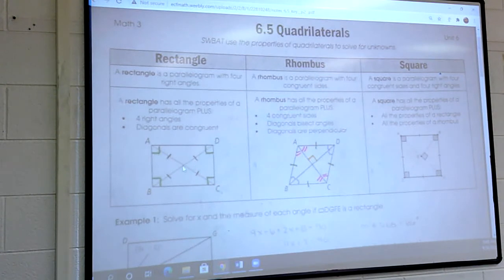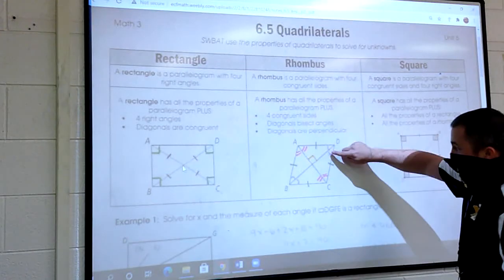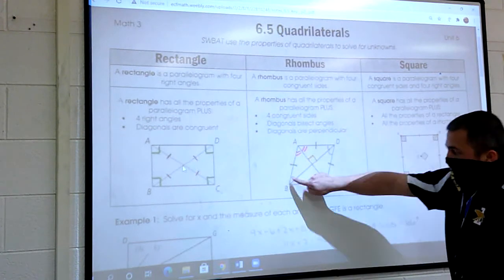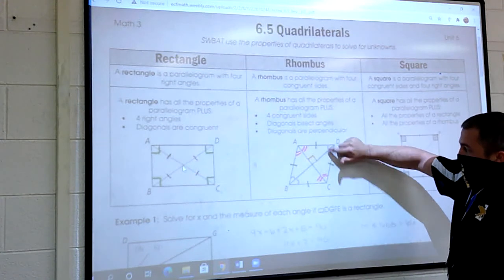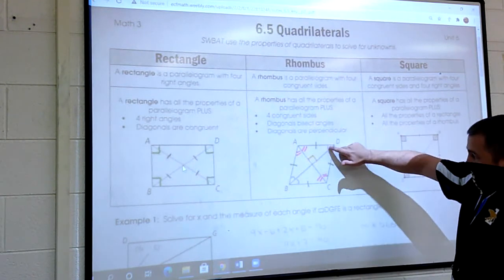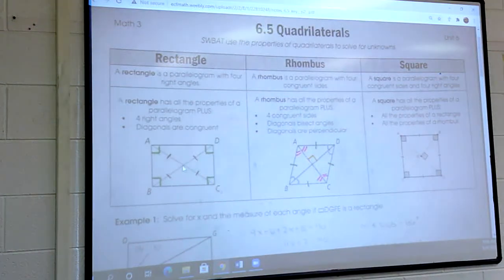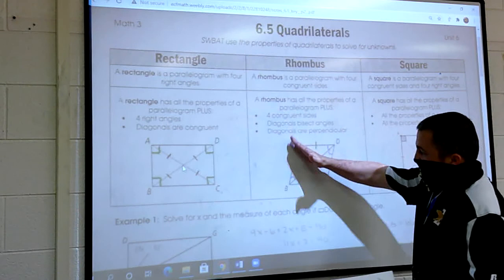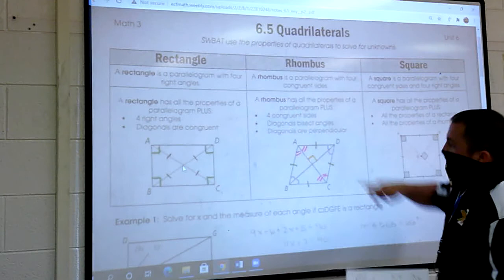It also has diagonals that bisect the angles. Bisecting the angles means that the diagonals cut these angles in half. So basically right here and right here, cuts them in half. The diagonals bisect the angles. Split it in half. So if you knew this half, you would know this half. And then the diagonals are perpendicular. Perpendicular just means they make a right angle, 90 degrees. So they're perpendicular to each other.